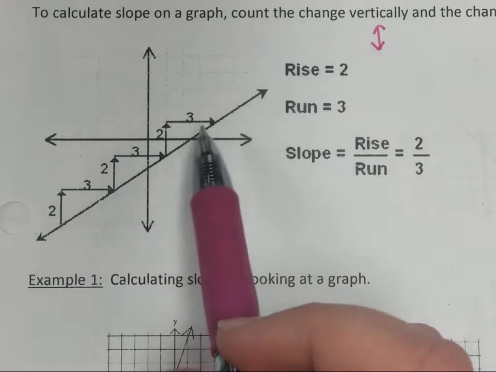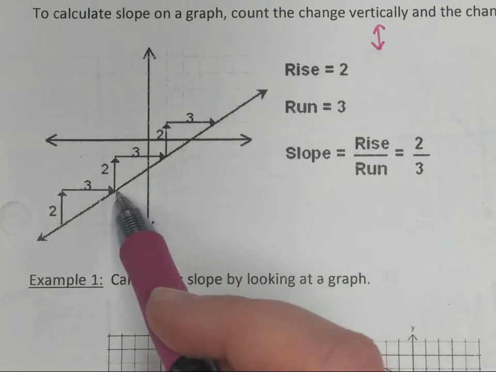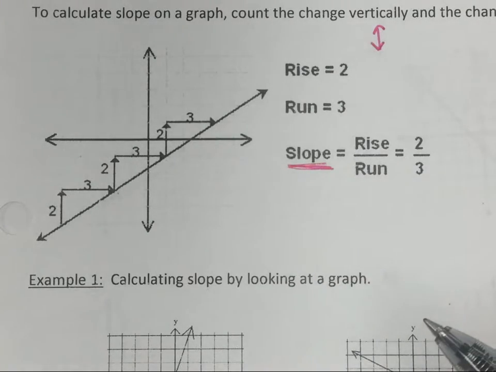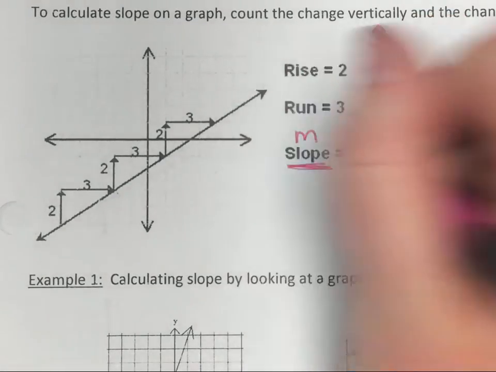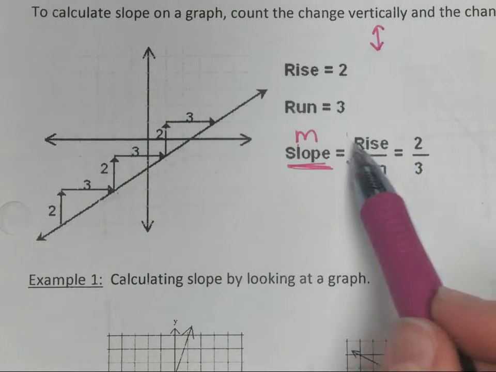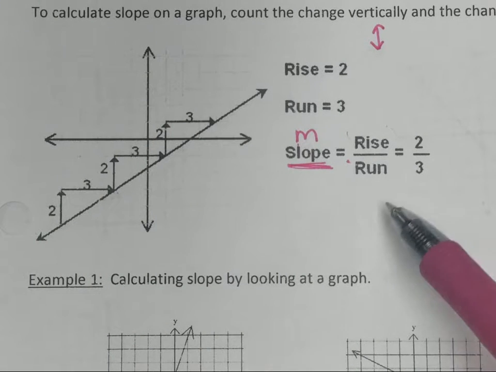Okay, so what we're going to do, I know this grid is a little bit difficult to see, but our slope, what letter represents slope? Lowercase m. M is equal to rise over run, divided by run.